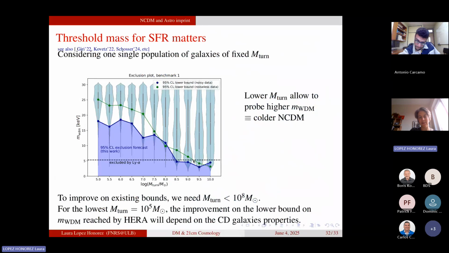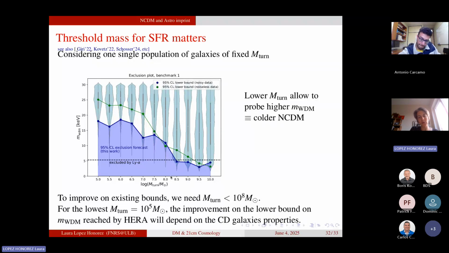The excluded Lyman alpha forest constraint is here. Below the dashed line, you're excluded by Lyman alpha. Our analysis for certain parameters of astrophysics and fixed value of the threshold mass tell you that, for example, if you have a threshold mass for star-forming galaxies that is very high, say 10 to the 9 solar masses, you will never be able to improve with respect to Lyman alpha forest observation. Okay, but I obviously assume that I have a single population of galaxies that would have all these threshold masses for star-forming galaxies.